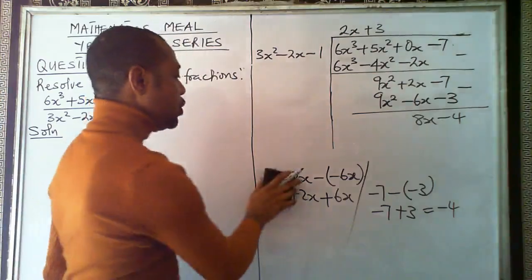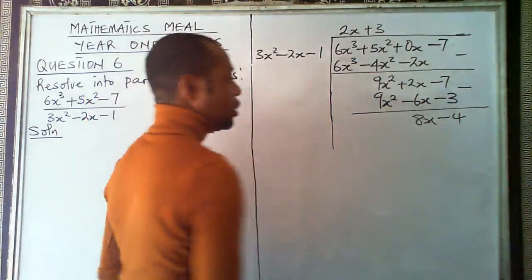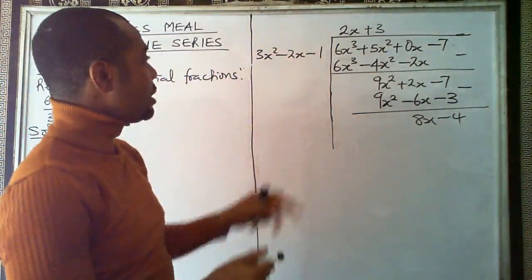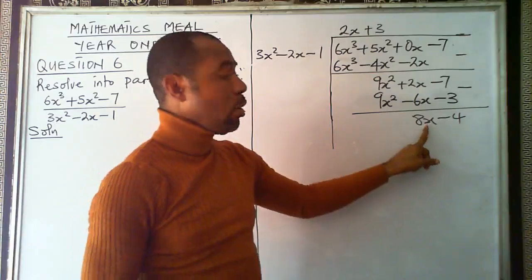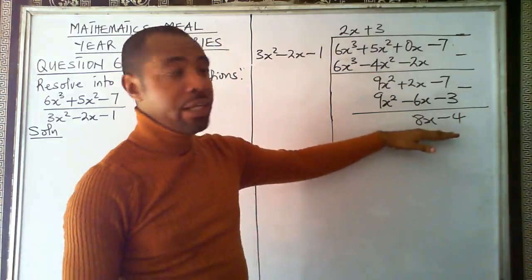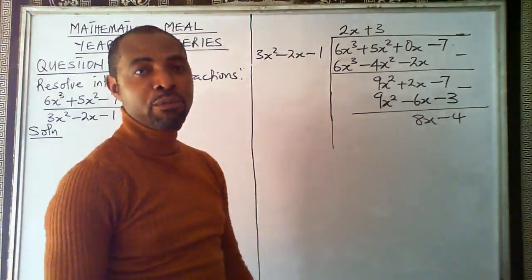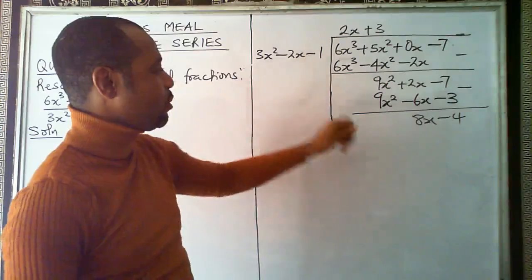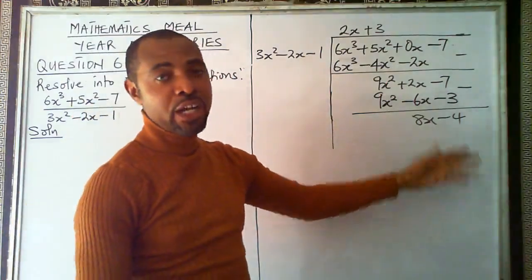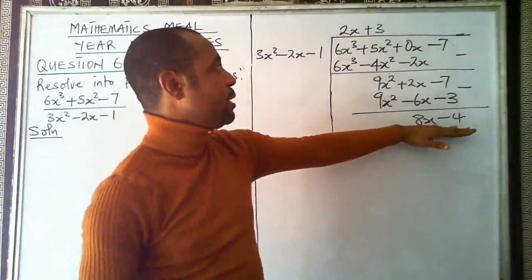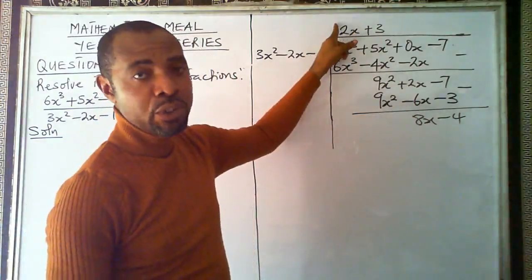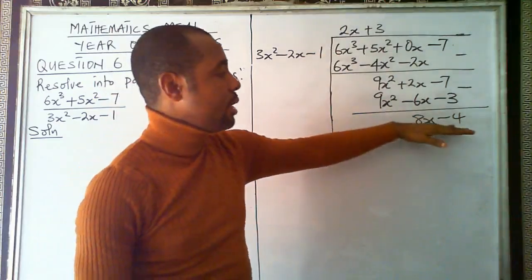Are we going to continue with the division? The answer is no. The moment the power of the divisor is now greater than the power of the dividend, the division will stop. You know, I told you I'm going to tell you when to stop. So we cannot continue. What's the highest power here? 2. What's the highest power here? 1. So we can't continue. So this is our remainder. This is our quotient.